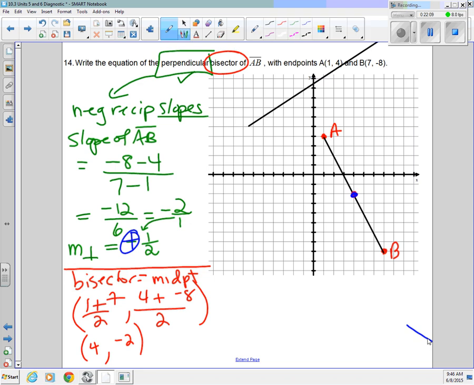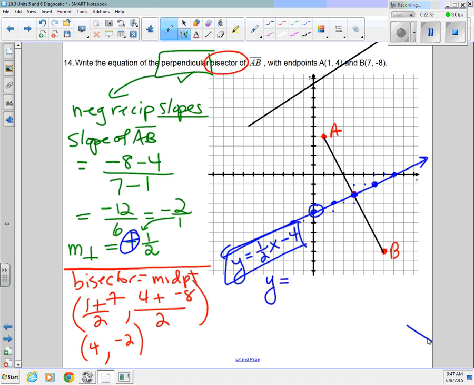So from my midpoint, I'm going to go up 1 over 2. Up 1 over 2. And then I can do that backwards. I can go down 1 to the left 2. Down 1 to the left 2. And there's my perpendicular bisector. And the equation of this line would be y equals 1/2 x, that's my slope, plus my y-intercept, which is negative 4.